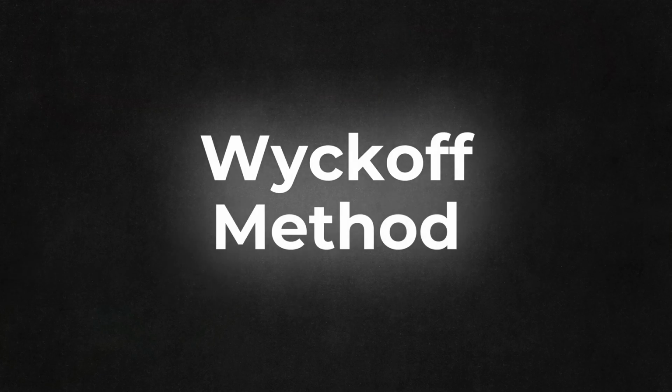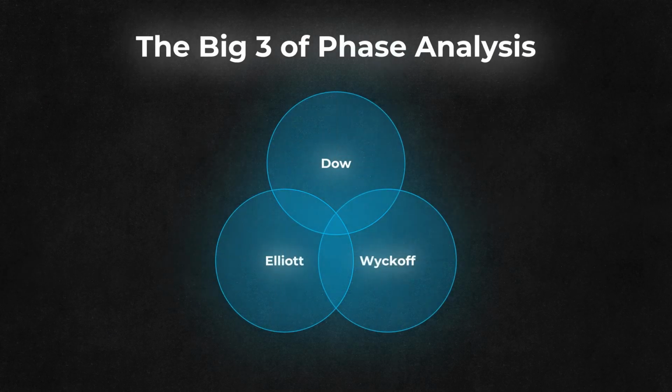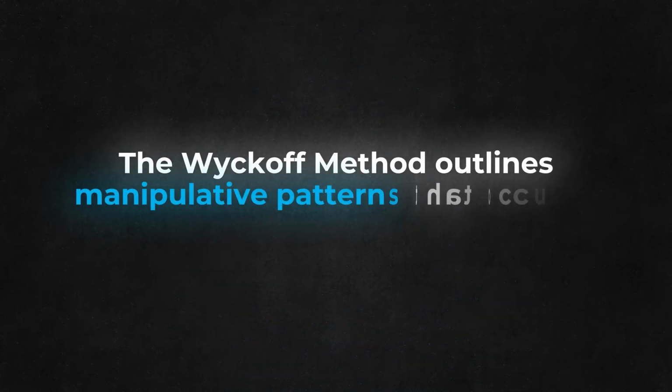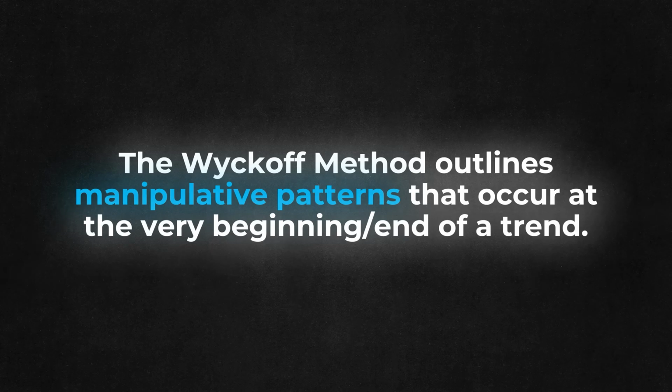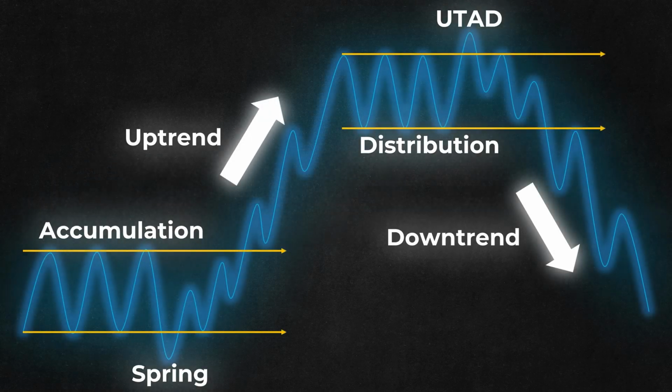The Wyckoff trading methodology, which you can learn in depth for free here in the channel, in the card or the link in the video description as well, is part of the big three of market phase analysis along with Dow and Elliott. Wyckoff points to manipulative patterns that happen at the very beginning or end of a trend depending on your perspective. This manipulative maneuver is created by larger traders that have enough capital power to nudge price in certain places and enough power to absorb supply or demand in certain places to steer price action in their desired direction. The movement at the end of a downtrend is called spring, and the movement at the end of an uptrend is called upthrust after distribution.